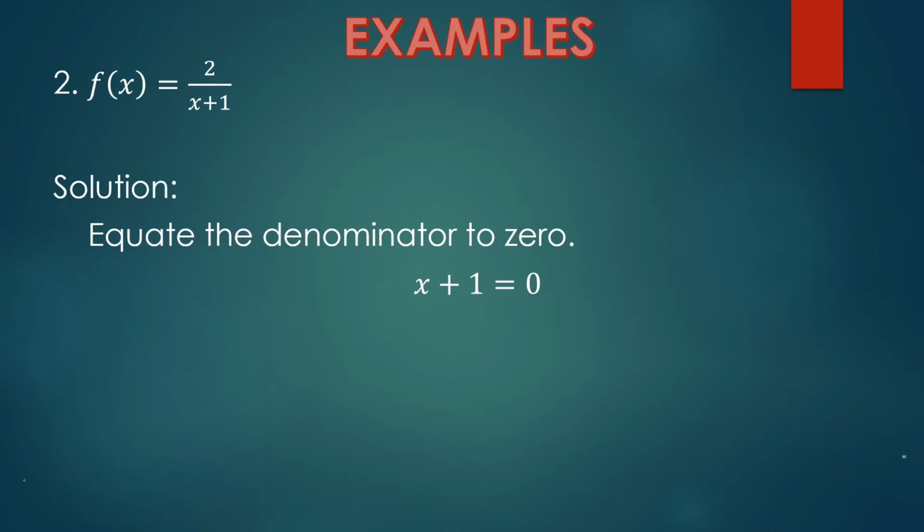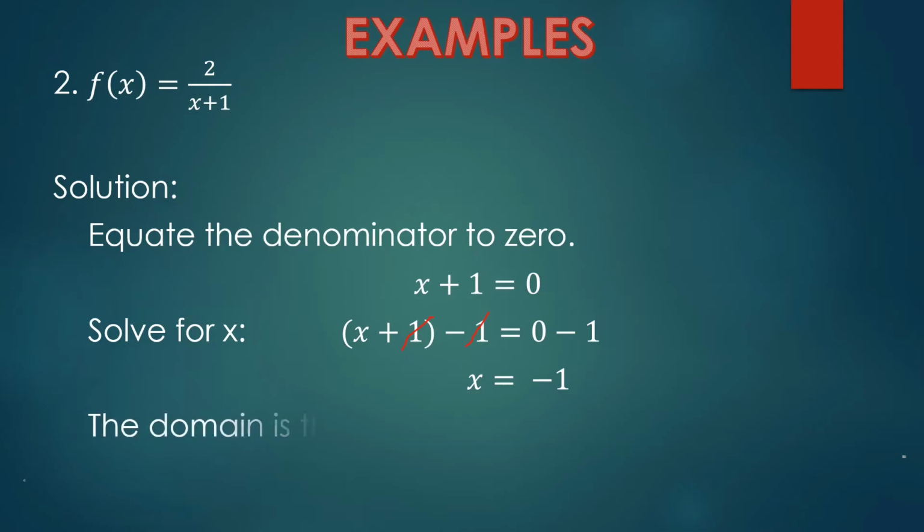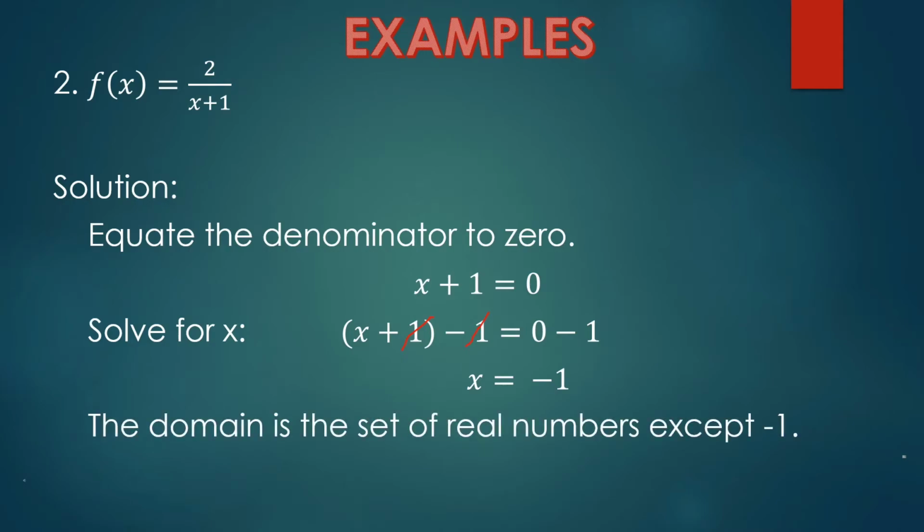To eliminate positive 1 in the left side, subtract positive 1 both sides. We have x plus 1 minus 1 equals 0 minus 1. Copy x. Positive 1 minus 1 is 0. As for the right side, 0 minus 1 is negative 1. We have x equals negative 1. The domain is the set of real numbers except negative 1. Or in symbols, x is an element of real numbers such that x is not equal to negative 1.